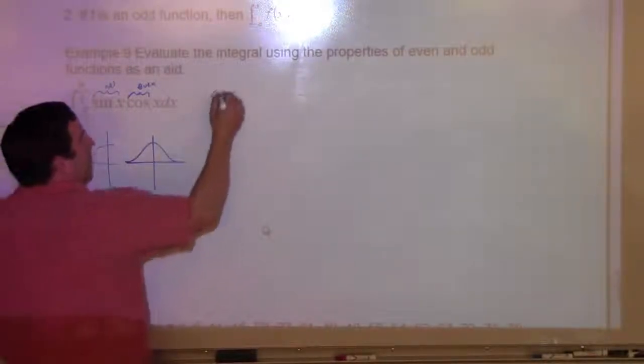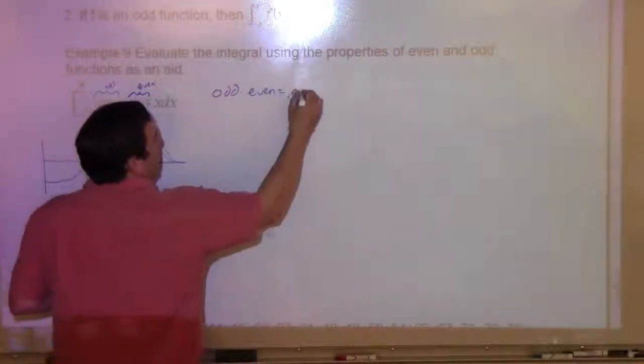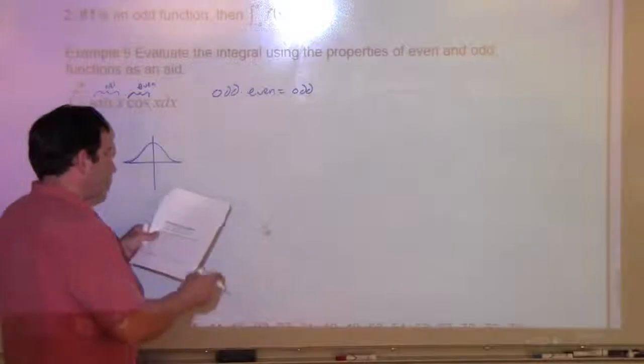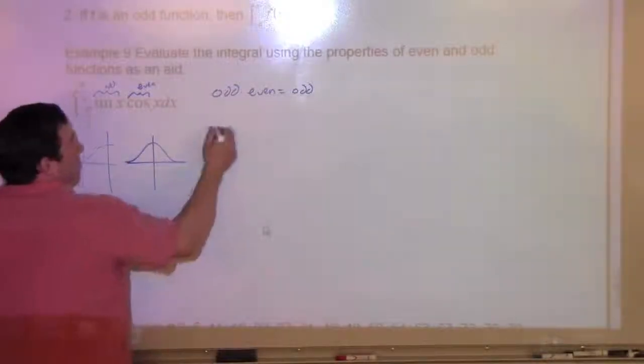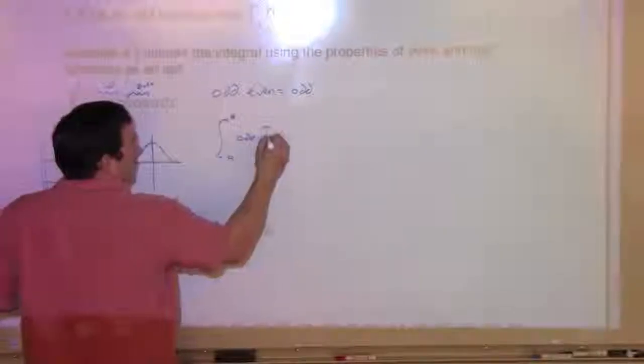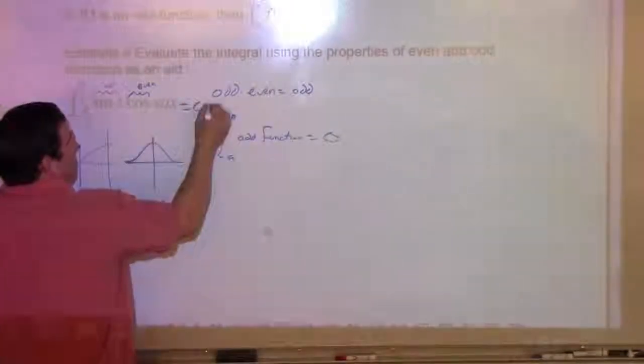Now, an odd function times an even function is an odd function, and that's the rule. That sounds kind of crazy, right? So if we have the integral from negative a to a of an odd function, we get 0. So this is 0.